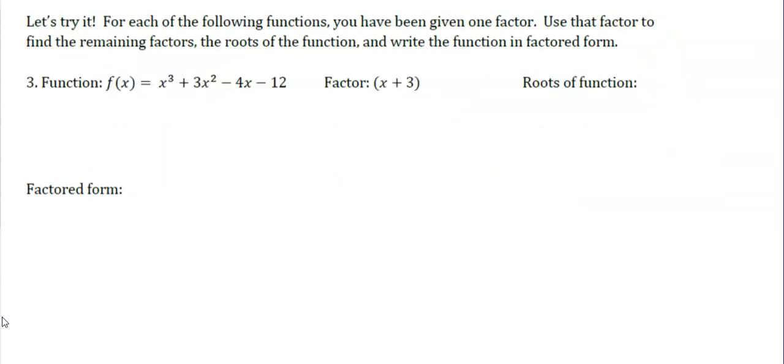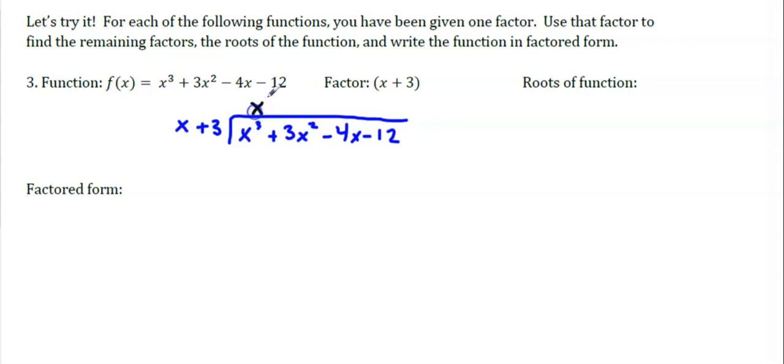Let's try it. All right, so we need to divide x plus 3 into our polynomial x cubed plus 3x squared minus 4x minus 12. So I ask myself, what times x gives me x cubed? And that would be x squared. Then x squared times x is x cubed. X squared times 3 is 3x squared.